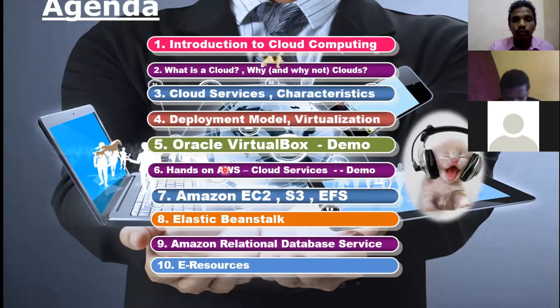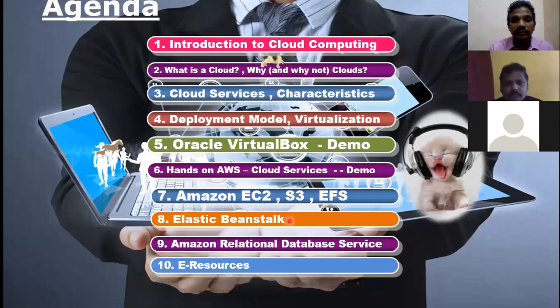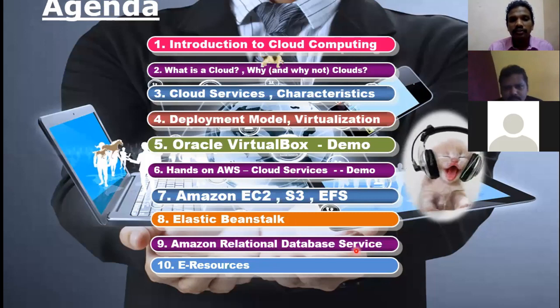The next tool is Elastic Beanstalk, which provides web application as a service. Then Amazon Relational Databases, which provide MySQL as a service, Aurora DB as a service, SQL Server as a service, several sets of DB as a service. So this is the very small agenda: starts with intro, Oracle demo and AWS demo. It starts with a very small intro on cloud computing.